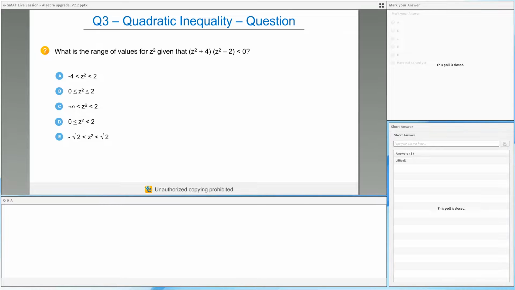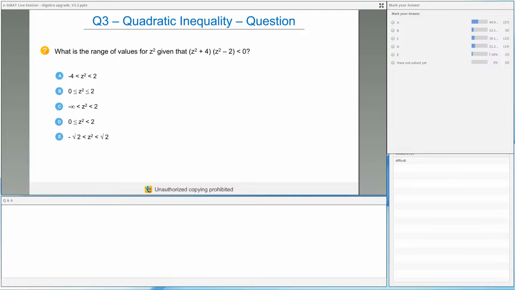Okay, this may seem difficult, but it is not. I'll discuss the solution. Let me broadcast the result, though the result will obviously show that it is difficult. About 40% of you, 41% in fact roughly, think the answer should be A. And I have about 21% who think the answer should be D, and 18 and 12% between B and C.